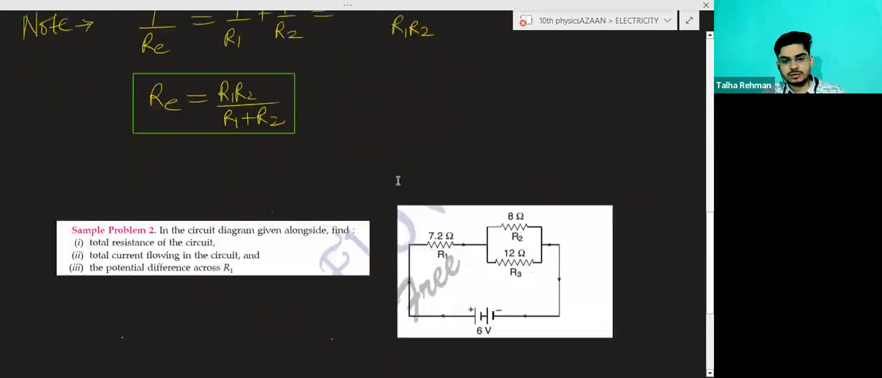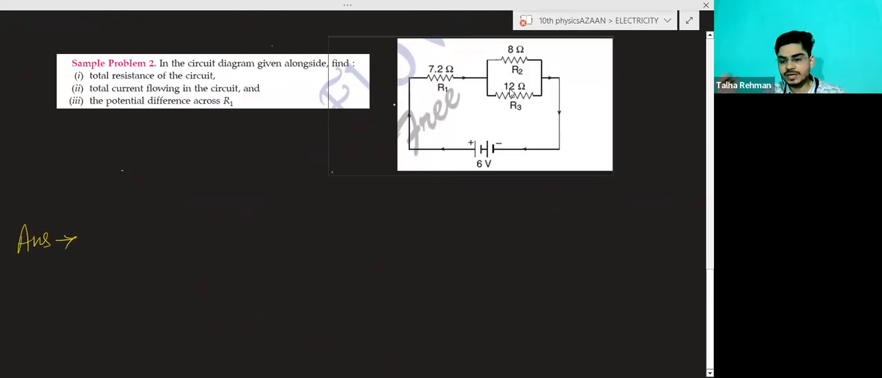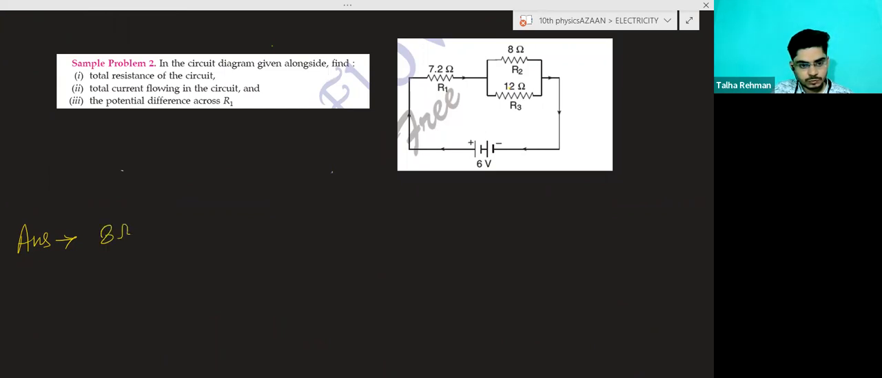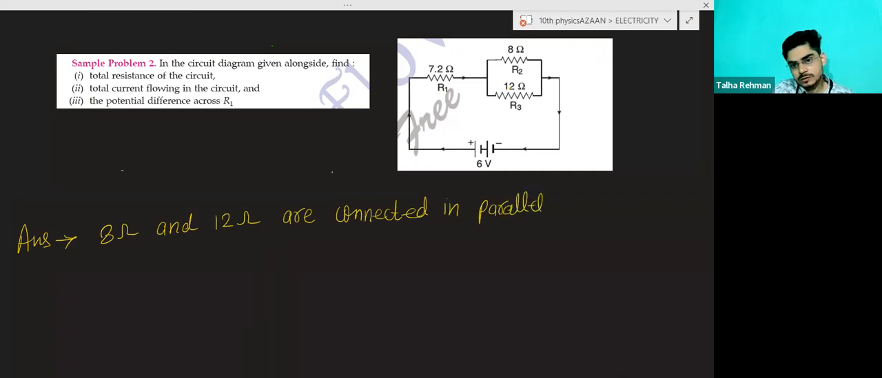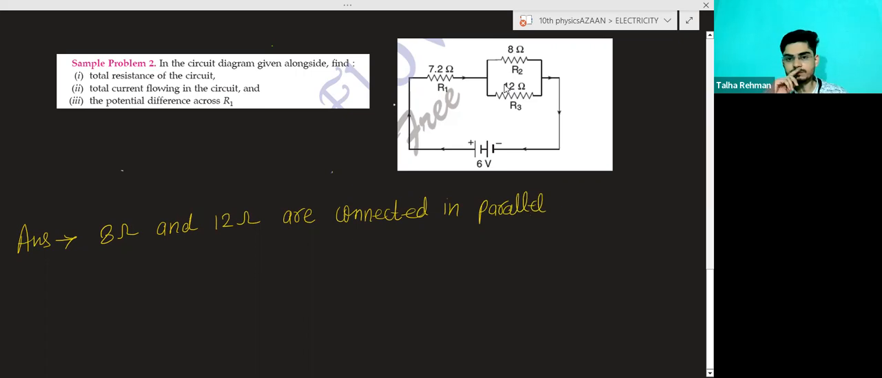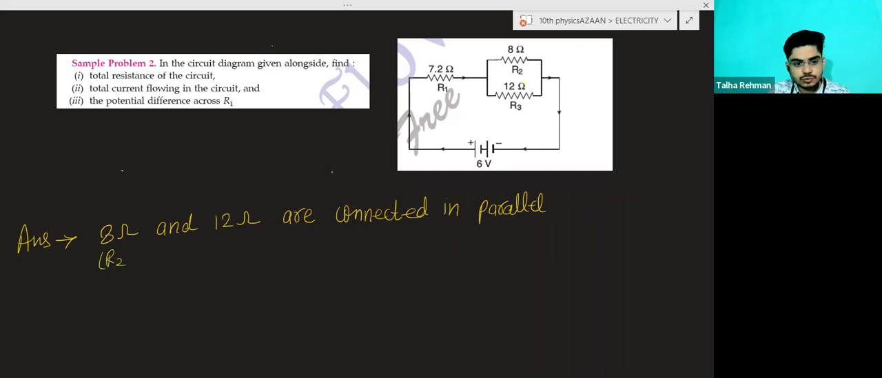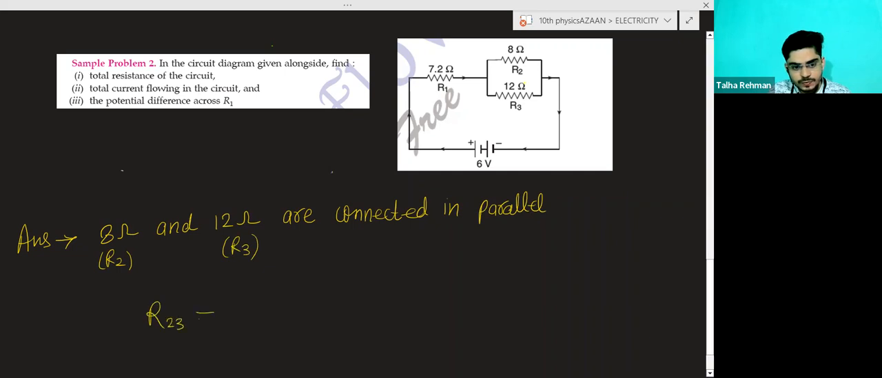So this connection is a parallel connection. 8 ohm and 12 ohm are connected in parallel. So how will you find the resultant of 8 ohm and 12 ohm? Means the resultant of R2 and R3. This is R2 and this is R3. The resultant of R2 and R3 is given by R2 multiplied by R3 divided by R2 plus R3.